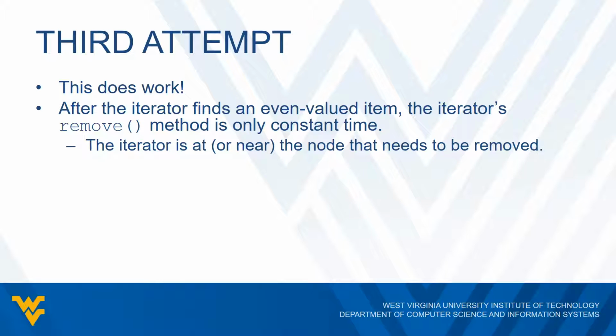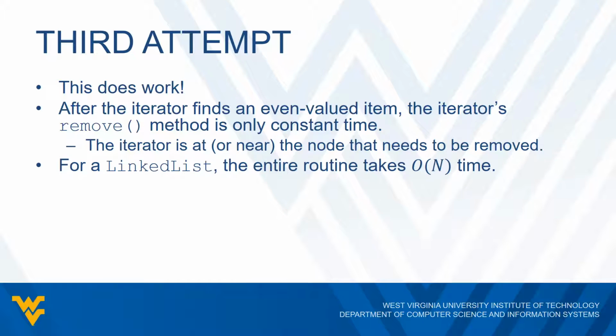We're good. We have a solution that works, and that's because after the iterator finds an even valued item, we're going to use the iterator's remove method, and that is only constant time. And this is because the iterator is at the node, or at least near the node that needs to be removed. So the removing part is going to be a bit more efficient. In fact, for a linked list, this entire routine is going to take O of n time because we're just going through the entire list and we delete as we go.